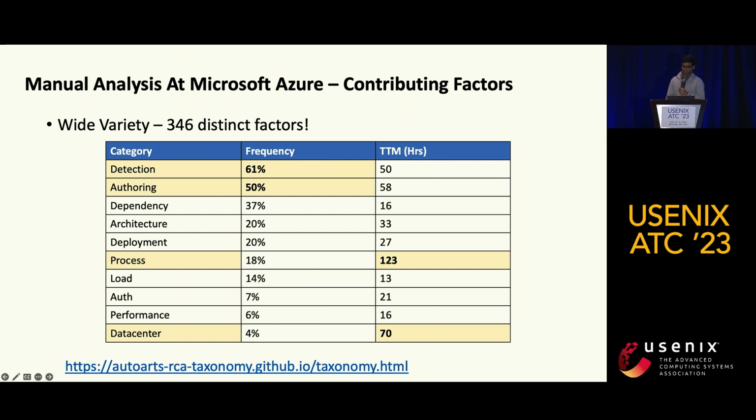We found that over 61% of incidents were caused by gaps in detection or observability, such as missing alerts, missing telemetry, and so on. And over 50% of incidents are due to authoring, and within them, over 25% of incidents are caused by recent buggy code changes that were deployed to production. And process or procedural related incidents took the longest time to mitigate on average, next to data center infrastructure related incidents. This also shows us the wide variety of perspectives to identify contributing factors, ranging from hardware, software, observability, procedural policies, performance, and so on.